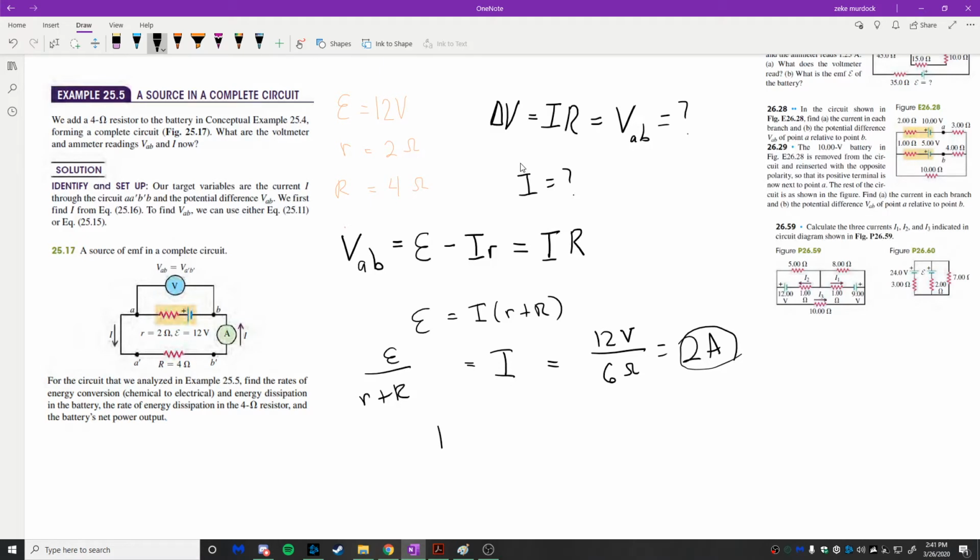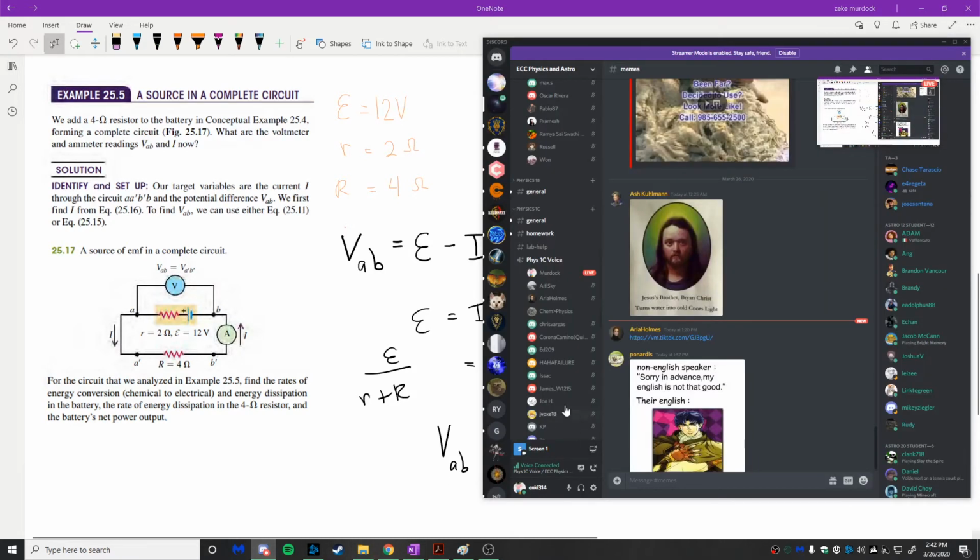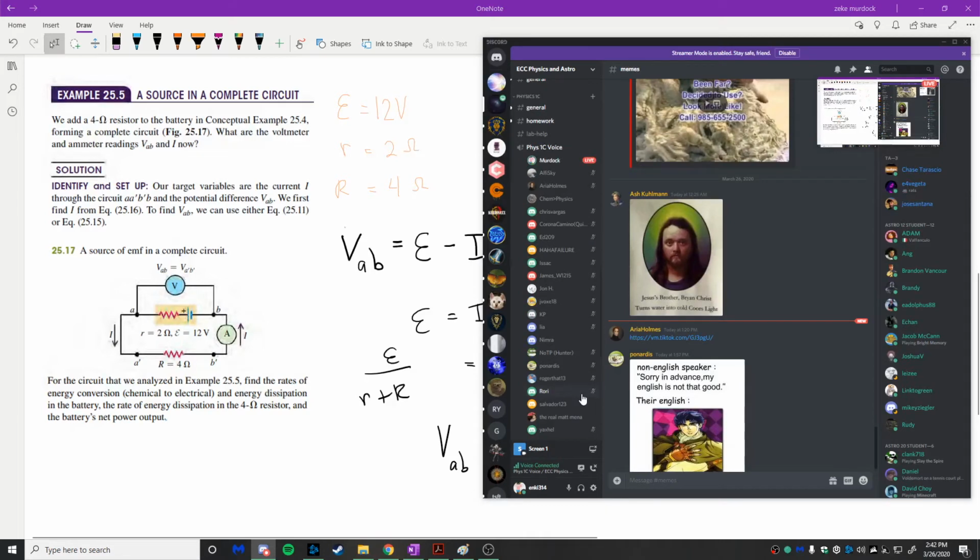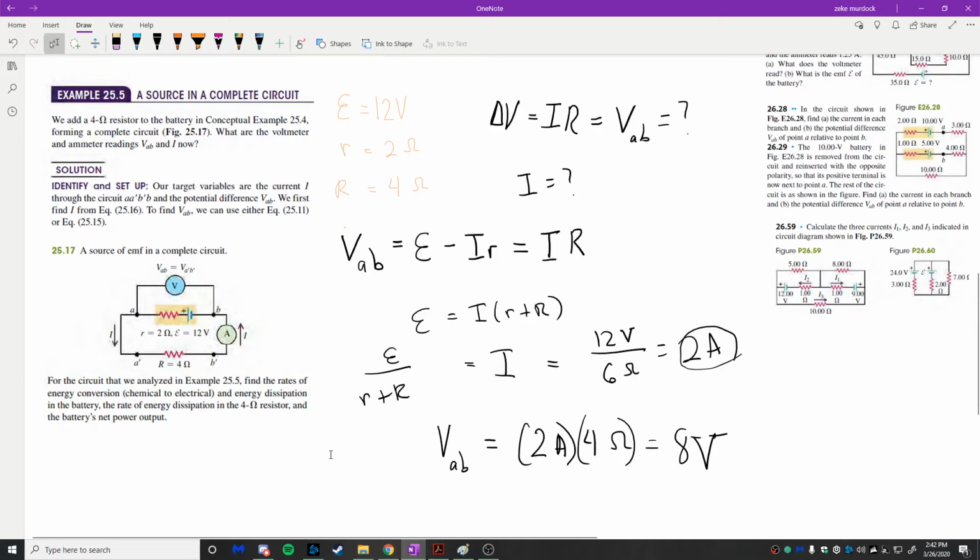And then we can go back here and find VAB with either equation we want. We'll use this one. The potential difference between A and B, this would be what the voltmeter would read, would be equal to 2 amps multiplied by the resistor 4 ohms. So 8 volts. It's 4 volts less than the ideal EMF of the battery. Does that make sense? You guys have any questions?